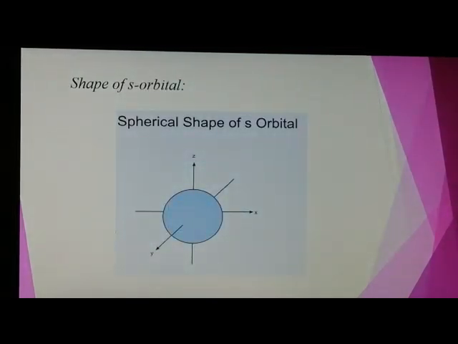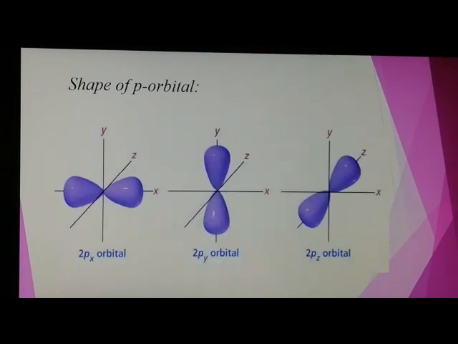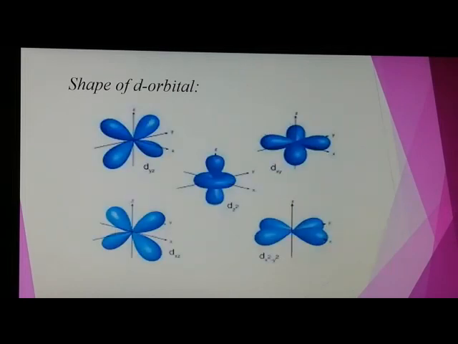Shape of s orbital. The shape of s orbital is spherical. The shape of p orbital. The shape of the p orbital is dumbbell. The two lobes are present along the x-axis in 2px orbital. The two lobes are along the y-axis in 2py orbital. The two lobes are along the z-axis in 2pz orbital. The shape of the d orbital is double dumbbell, which are given.